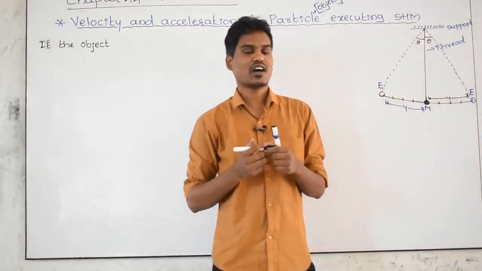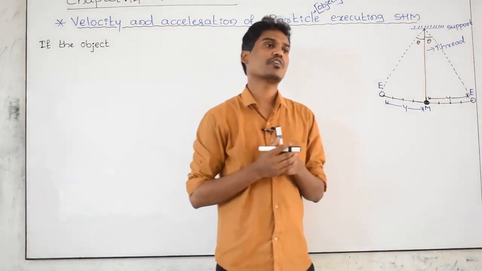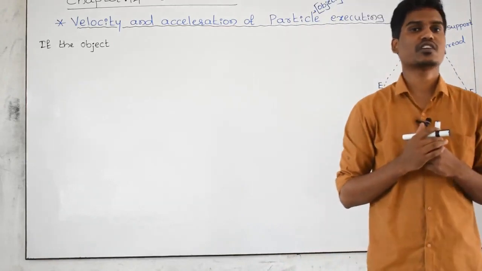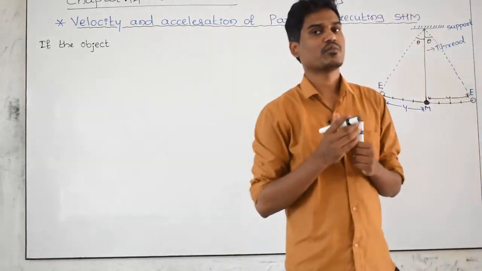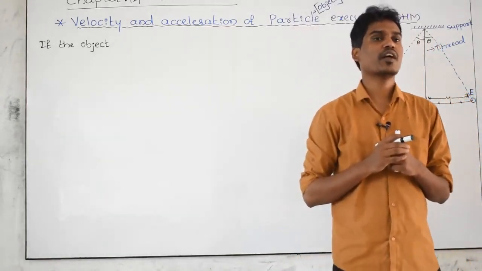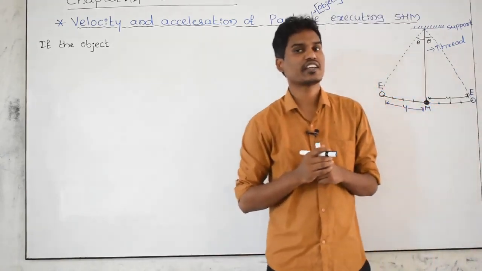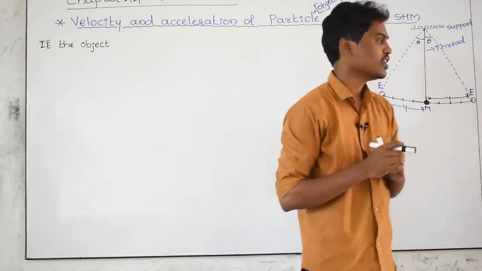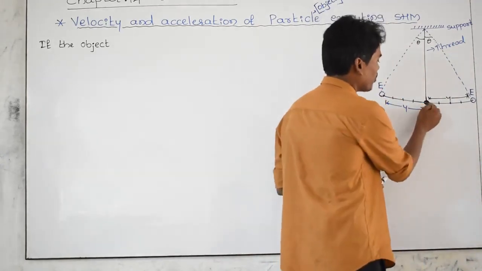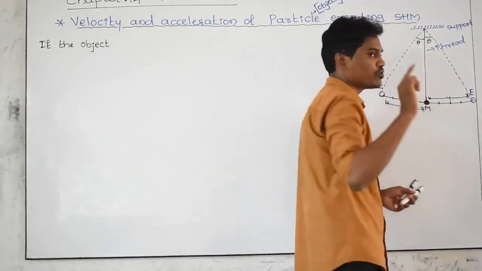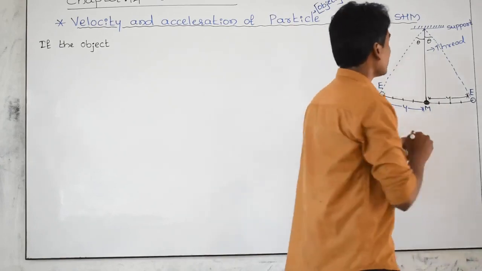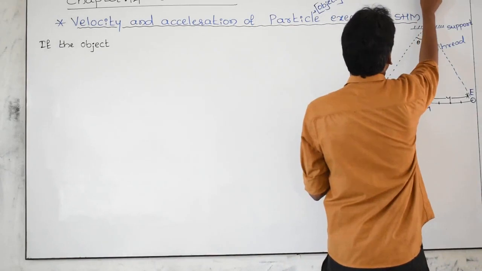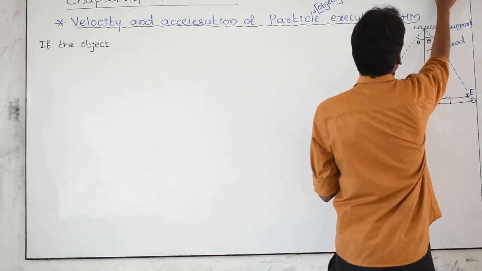Two formulas are there. Both formulas we are going to use in order to find out the displacement of the object whenever it is in simple harmonic motion, when we are using a sine function and when we are using a cos function. If you want to find out the displacement from the mean position, then use the formula y equal to a sine of omega into t.